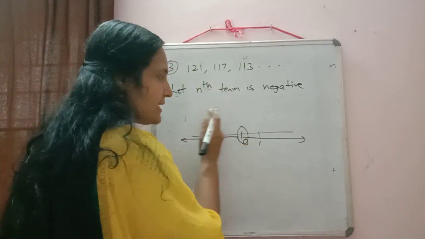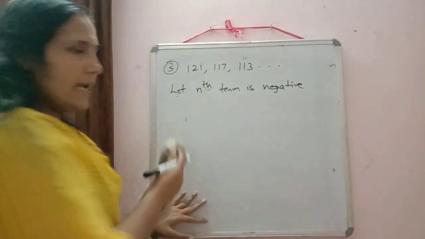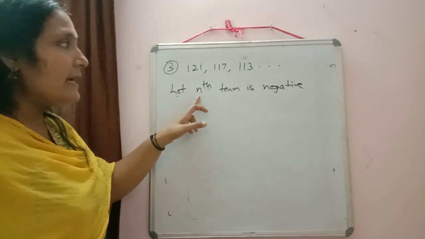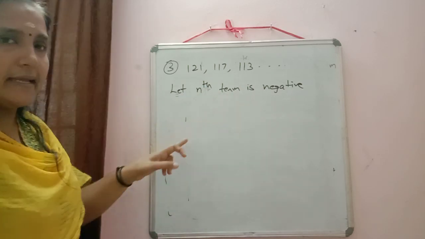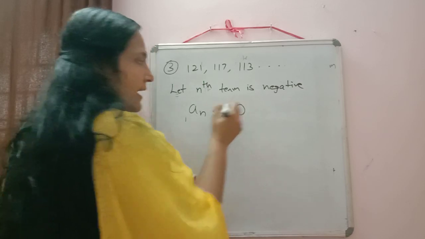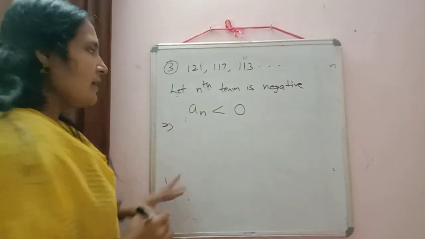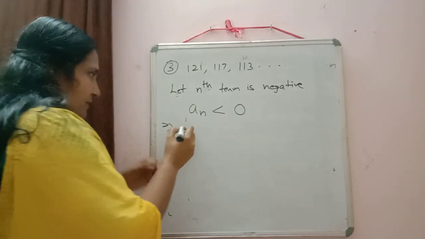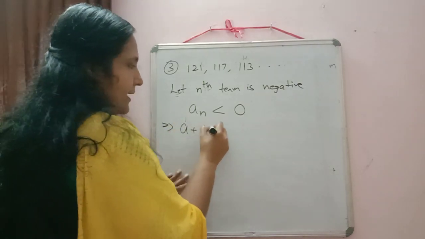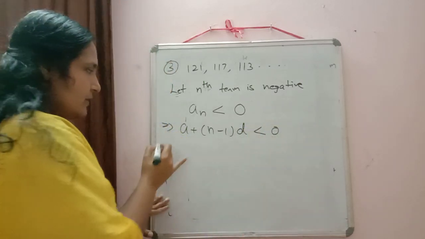So if a number is less than 0, then only we will say the number is negative. What we took here, nth term is negative. So our nth term should be less than 0. Clear? Okay. Now again we'll substitute the values. Formula is a plus (n minus 1) into d is less than 0.